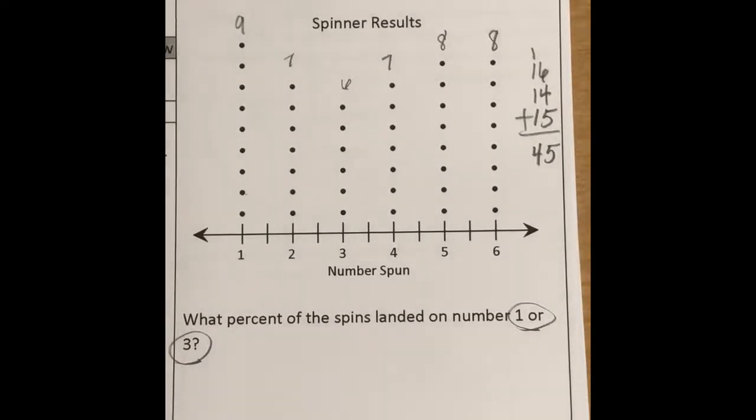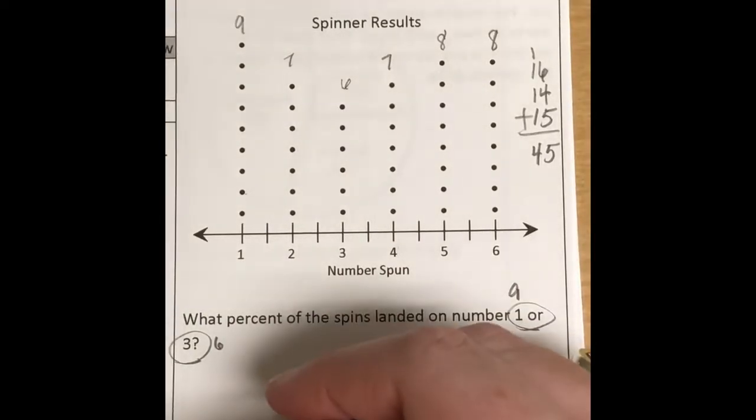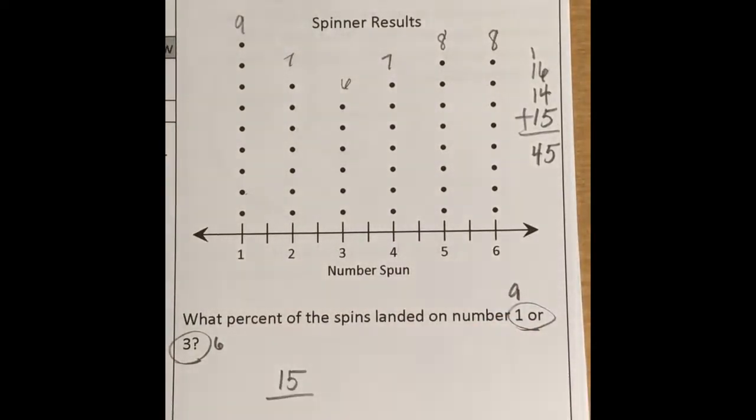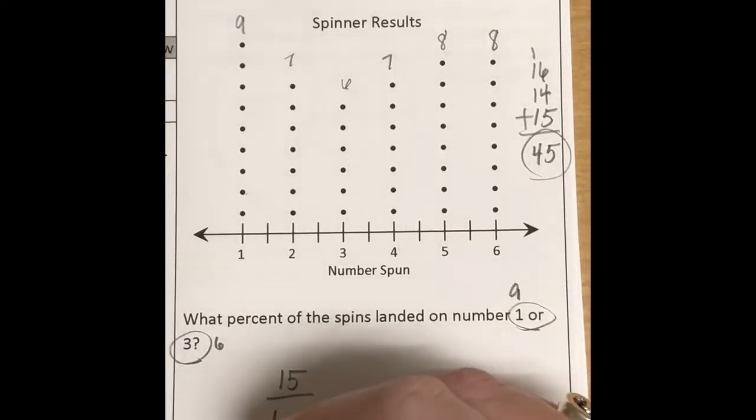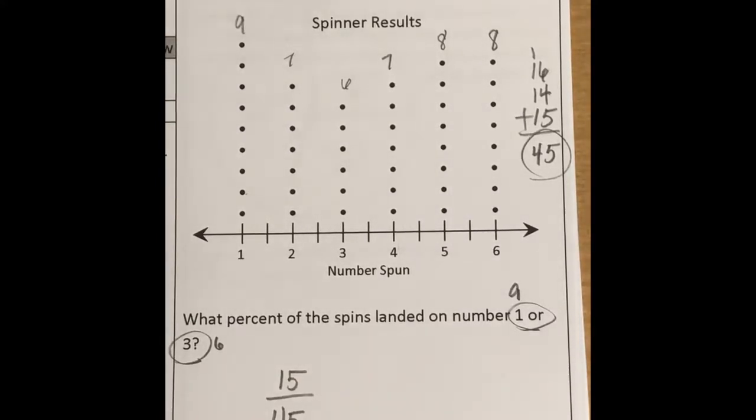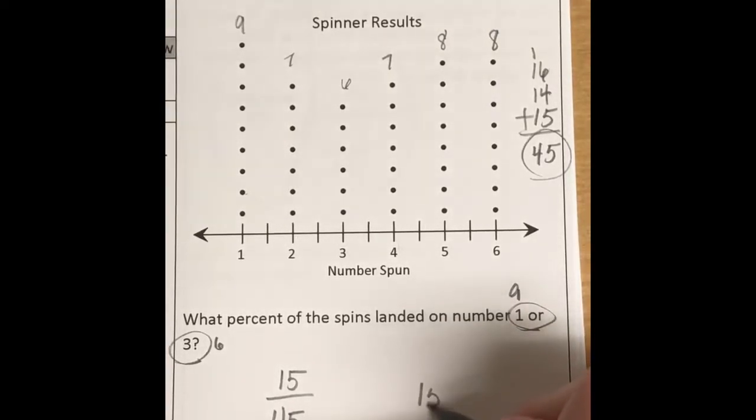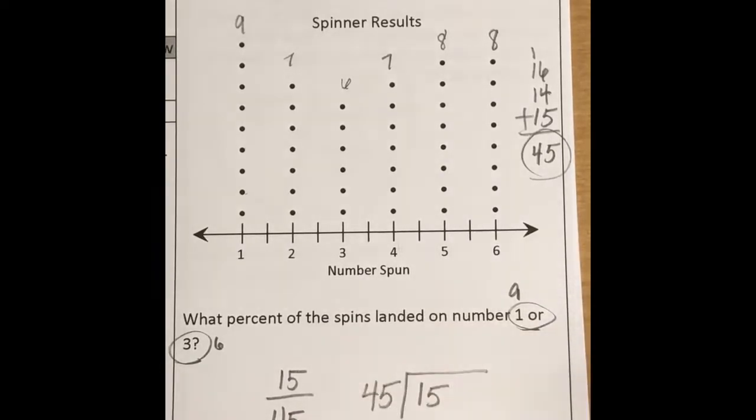Okay, so here's how you do that one. How many times did it land on 1? 9 times. How many times did it land on 3? 6 times. How many times is that? That is 15 times out of how many total spins did he do? We already found that. 45 total spins. Now, how do you find a percent if I give you the fraction? We've done it a lot, so hopefully you know you do 15 divided by 45. Top number always goes in the box, even if it's smaller.